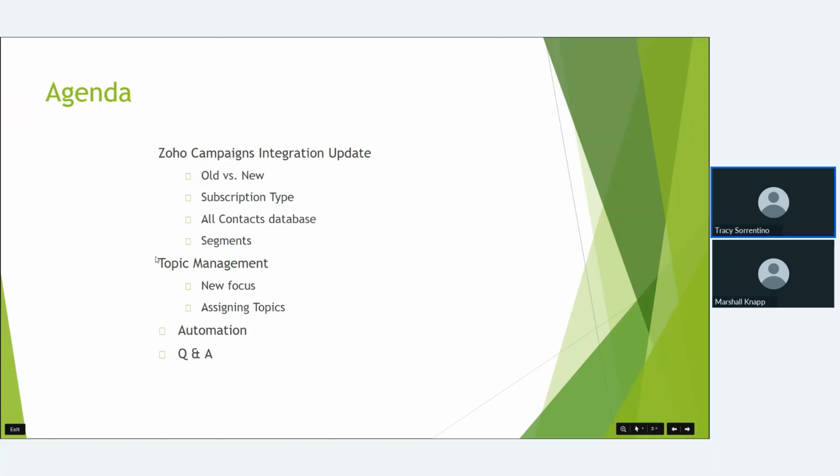I'm going to talk about a subscription type, which is a new feature or field in Zoho Campaigns. I'm going to talk about what it does and what it means to you. We're going to talk about building a more robust all contacts database in Zoho Campaigns. And then I'm going to show you how we can use that to segment and organize contacts within the Zoho Campaigns environment. Then we're going to talk about topic management.